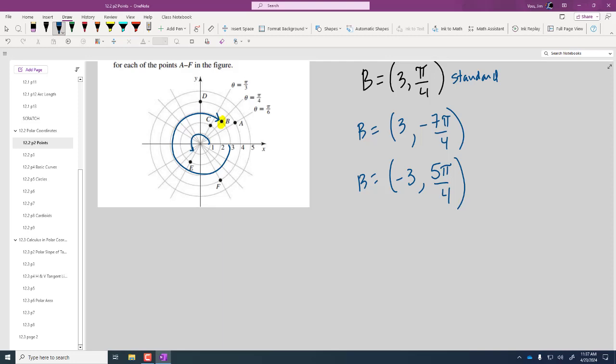Now for hypercontrarians, let's have both be negative. If we want a negative r value and a negative angle, negative 3 pi over 4 would take us down there. And a negative r value would then take us backwards from quadrant 3 to quadrant 1.